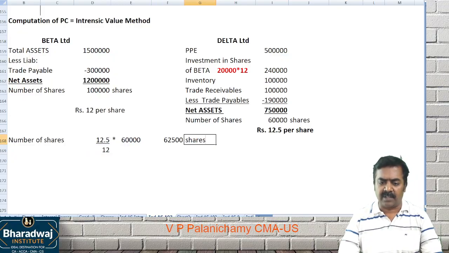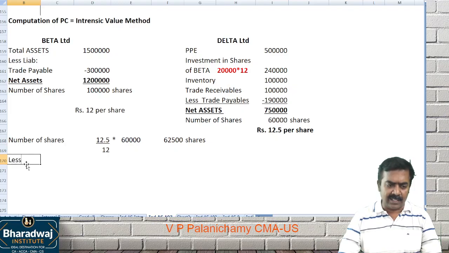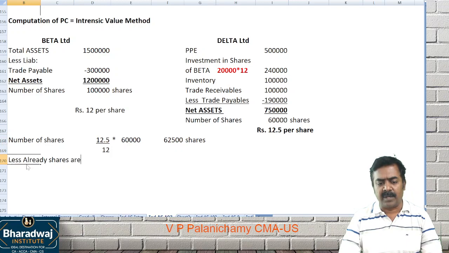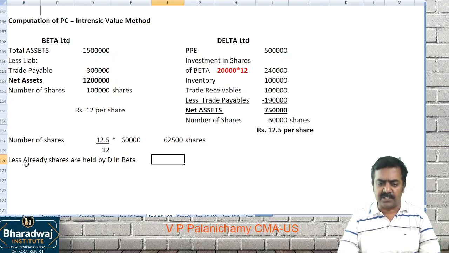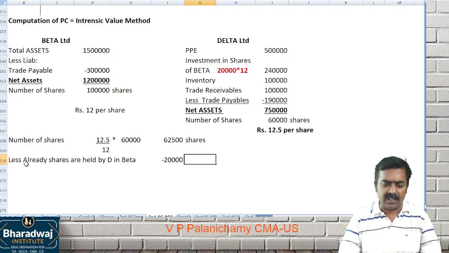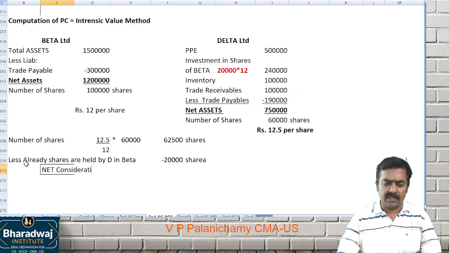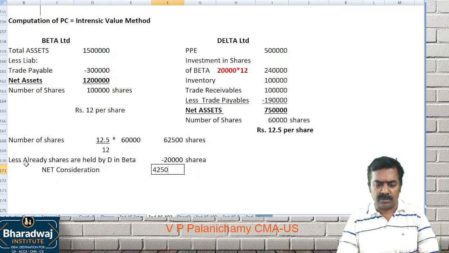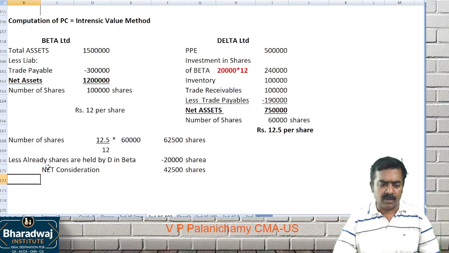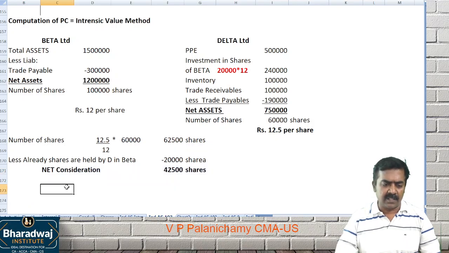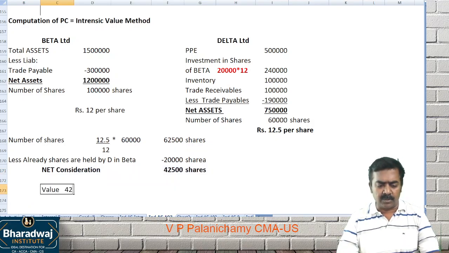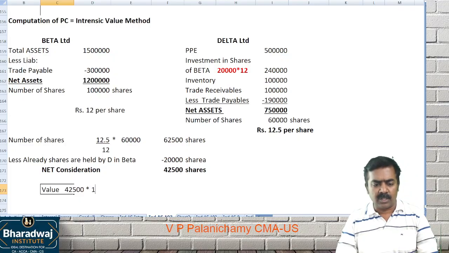62,500 shares. No, wait. In this, listen, less: shares already held by whom? Selling company in purchasing company. Delta in which one? Beta. How many shares are already held? 20,000 shares. We will not take over; we'll ask them to keep it. So net consideration, how many shares to give? 42,500 shares is enough. 42,500 shares, value will be 42,500 shares into 12 rupees.